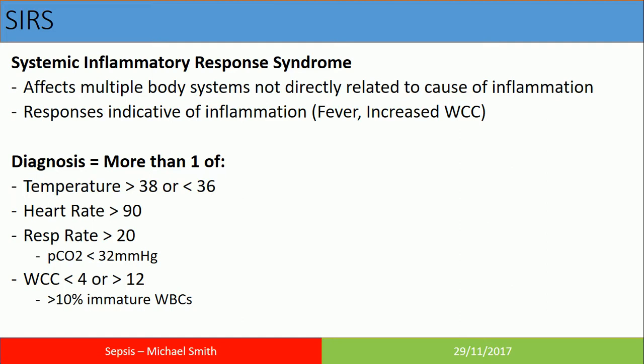And you can use that because that's showing that you're producing a large number of new white cells. So that shows that there's some sort of ongoing inflammatory response. So those are our diagnostic criteria for SIRS.